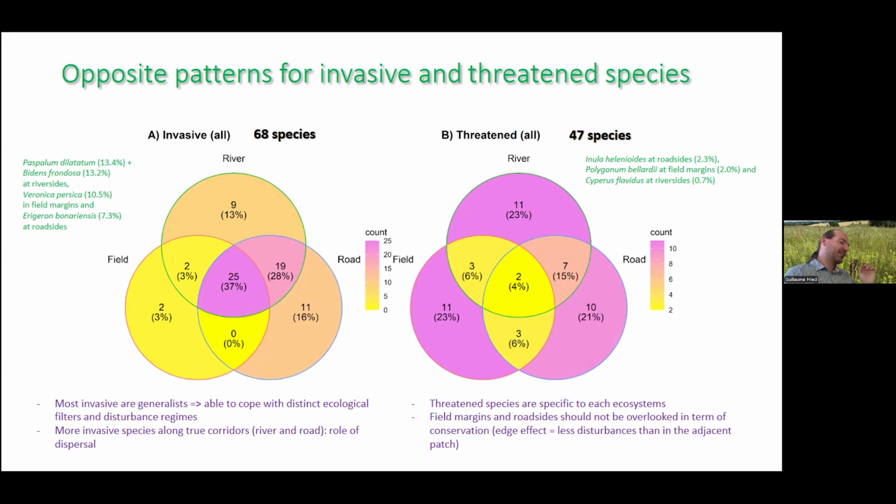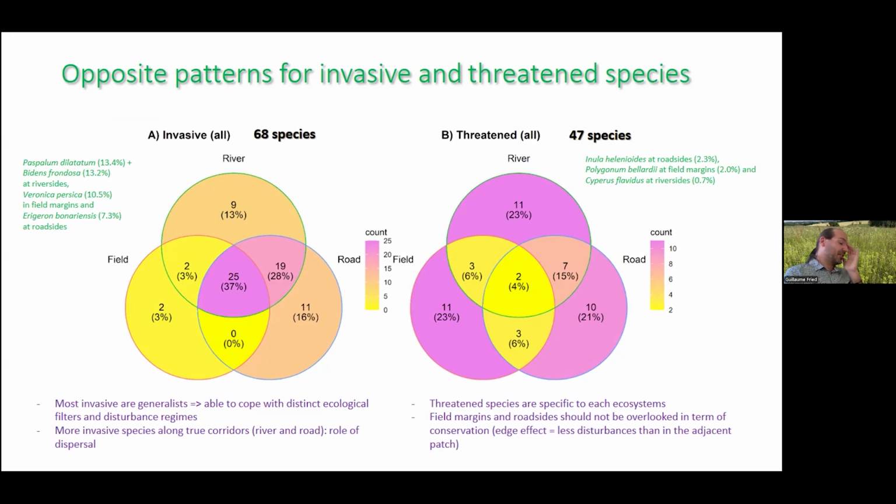A second interesting point is that invasive species are also widely shared between riverbanks and roadsides. And this could illustrate the corridor role of these two habitats, which favors the spread of invasive species. This pattern is less evident along field margins, which are more fragmented.